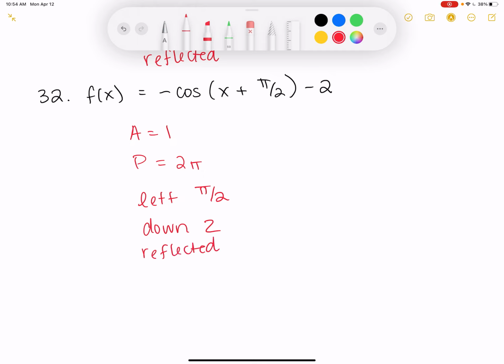How'd we do? I got it all right. Everything's good. Why am I almost good? I put that it was negative for that over 2.